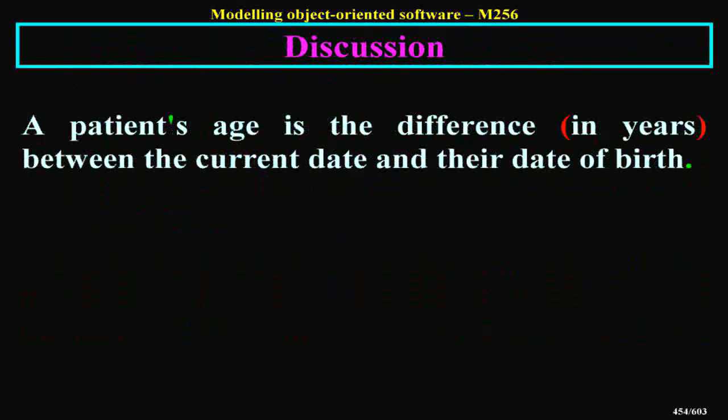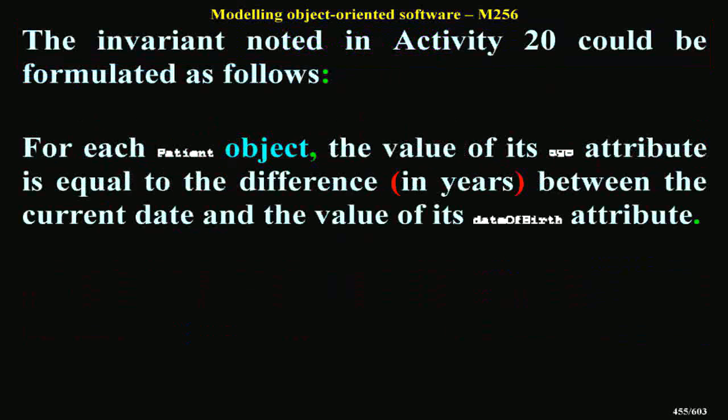Write down a real-world constraint that requires a similar invariant involving attributes of another class in the hospital system. Discussion. A patient's age is the difference in years between the current date and their date of birth. The invariant noted in Activity 20 could be formulated as follows. For each object, the value of its attribute is equal to the difference in years between the current date and the value of its attribute.